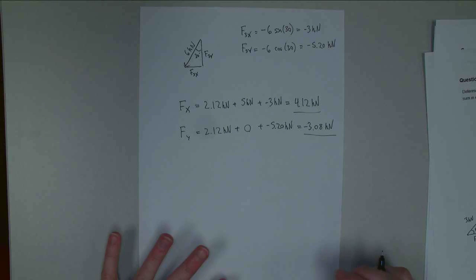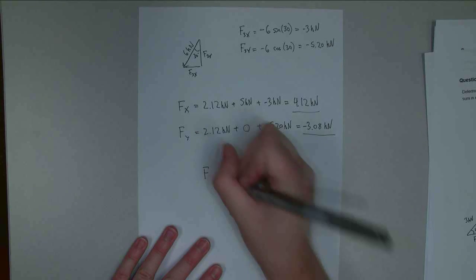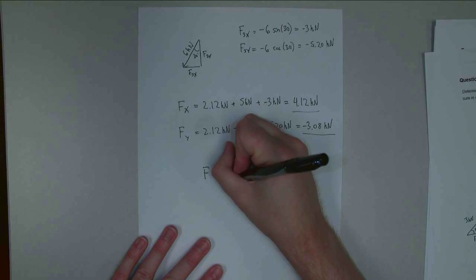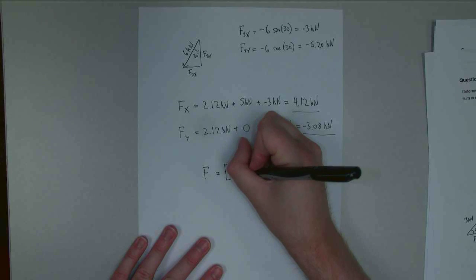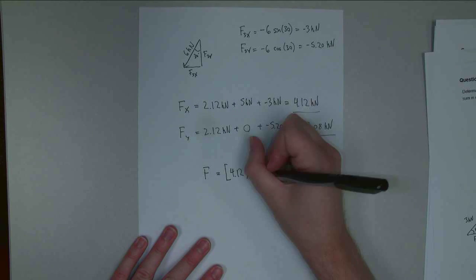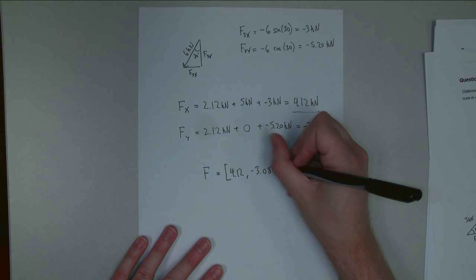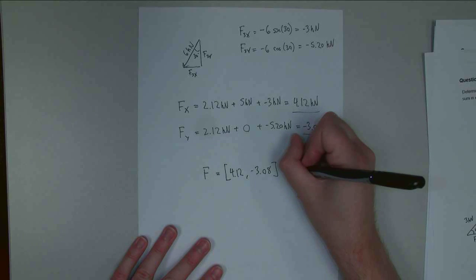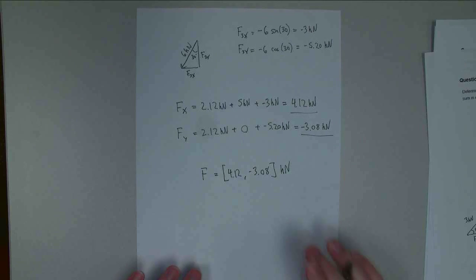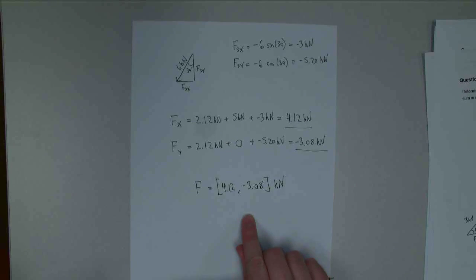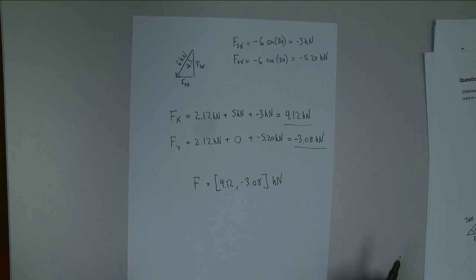So F total is equal to 4.12, negative 3.08, and my units are kilonewtons. And so that is the sum. If I take the sum of these three force vectors, this is going to be that sum in vector or in xy, in the xy system.